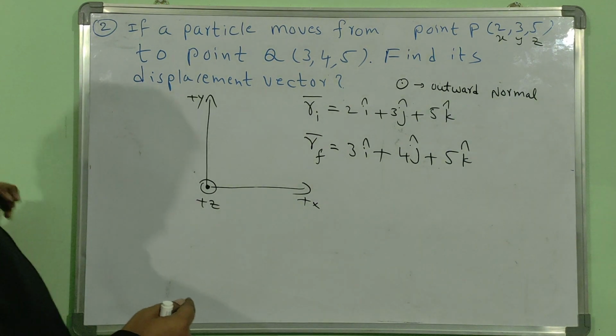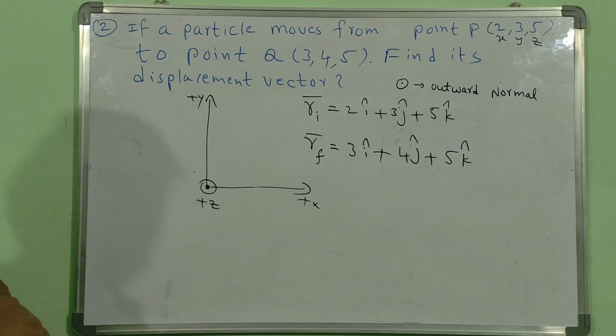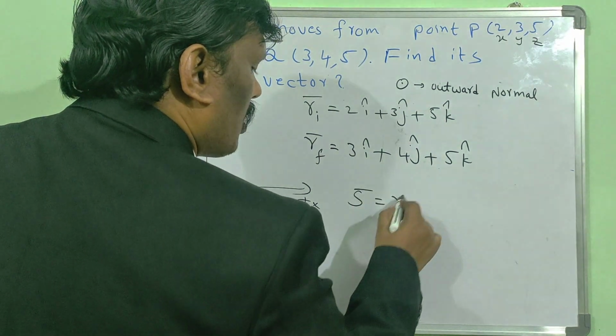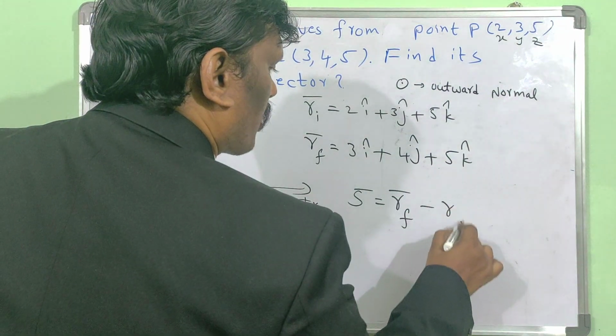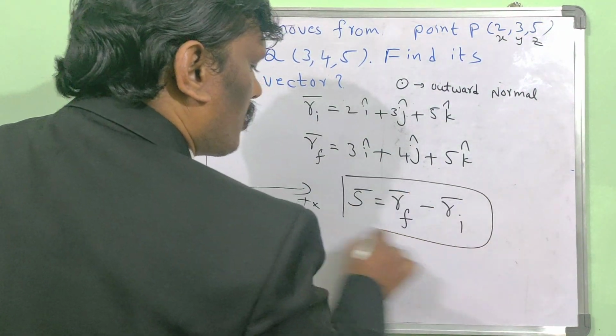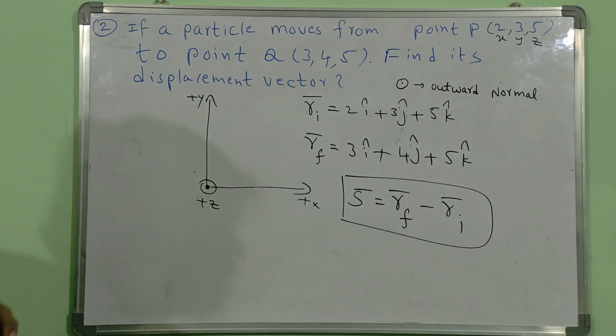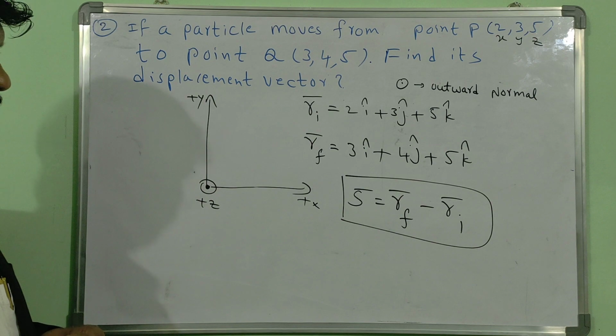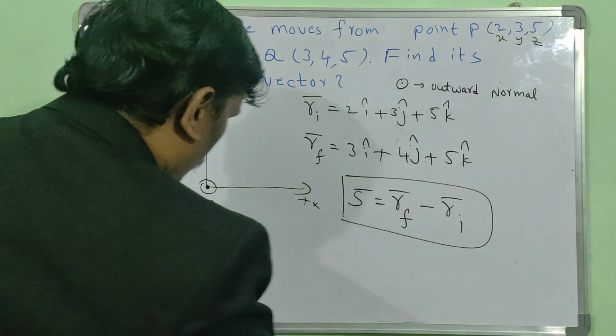Already in the previous video we discussed how to calculate the displacement vector, and we got one formula. Just check it; I will share the link in the description. My dear student, once you refer, you will see the displacement vector S bar is equal to the final position vector minus the initial position vector. The complete explanation I gave in one video, just watch it, you can understand. So I am going to use this formula.